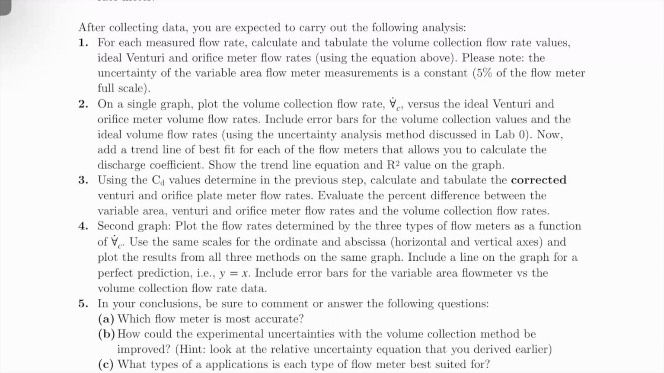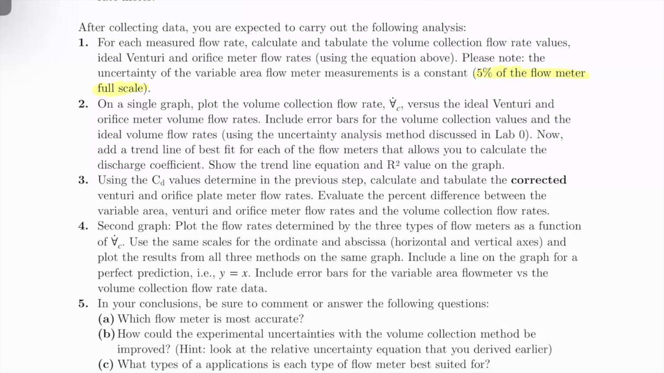And make a note, this is in the lab report and it's here, but the uncertainty for that one is given to you. It's 5% of the full scale of the flow meter. So just check out what the max value it can read, and then its uncertainty is 5% of that, okay? So you're going to have to present a table with all of that information in it.